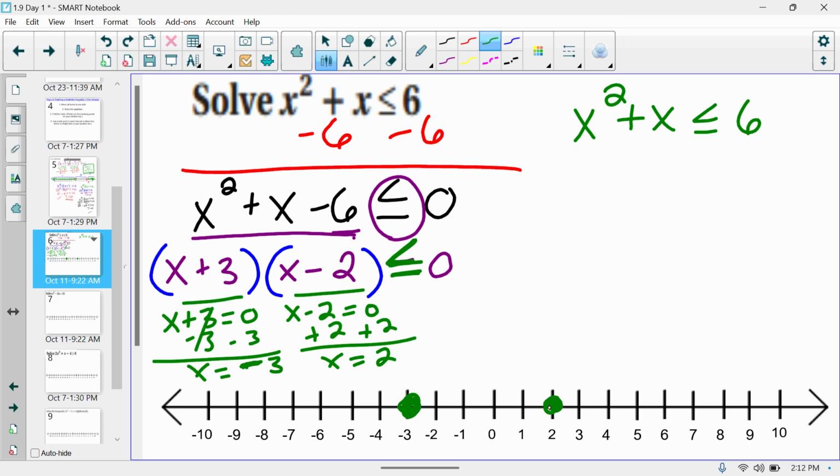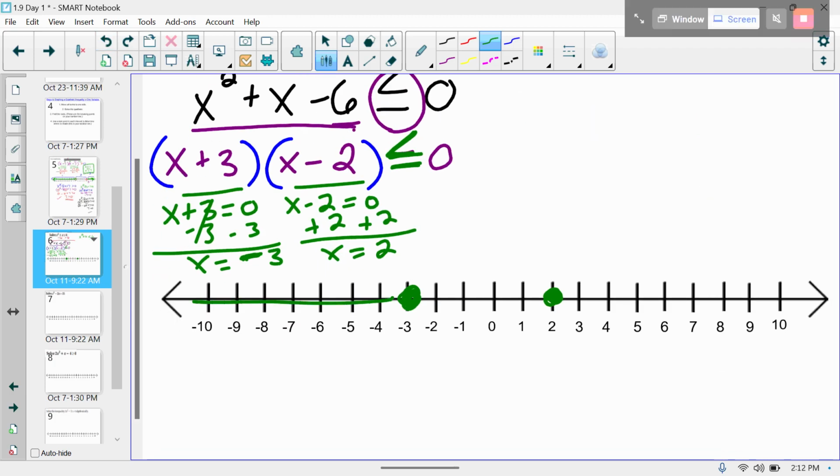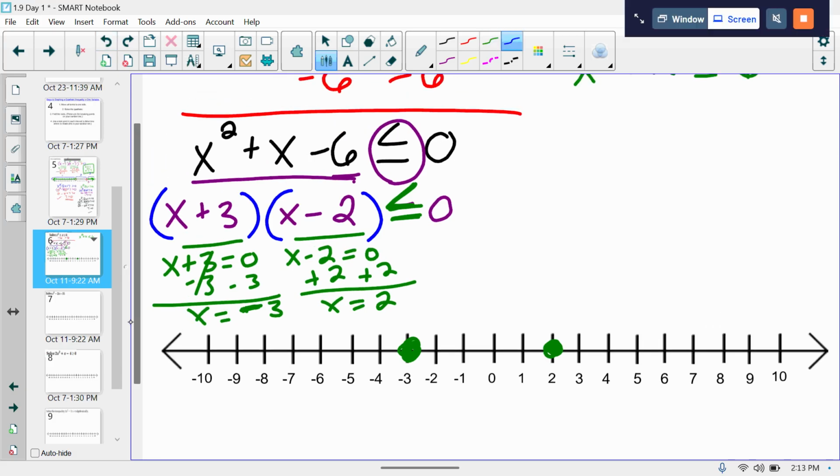And then once again, we need to know, because it's not an equal sign, those aren't the only 2 answers, okay? We have to test, like, do the points down here also work? Do the points in between here work? Do the points up here work? There's 3 regions that we're going to have to test like we did in the last one, okay?